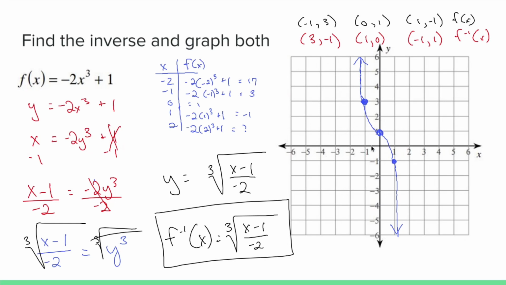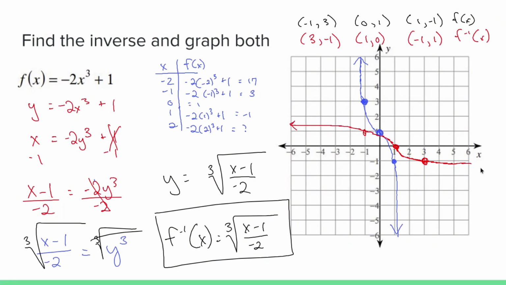So 3 points that I can graph would be (3, -1), (1, 0), and (-1, 1). So graphing this is going to be very similar, which means it's not going to look good. But there you have it.